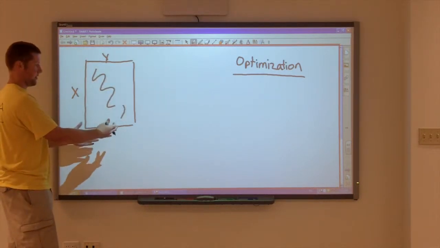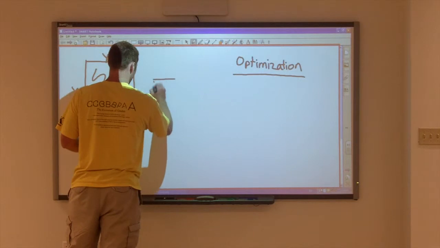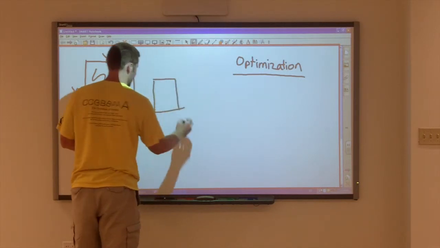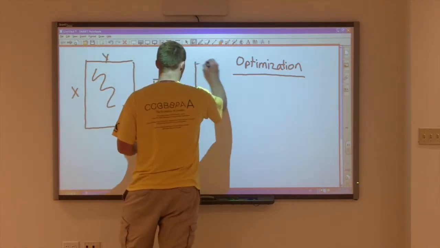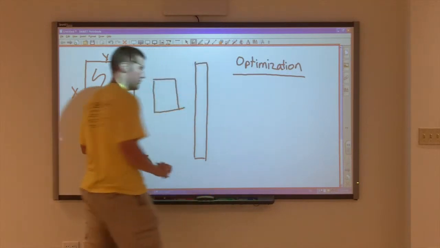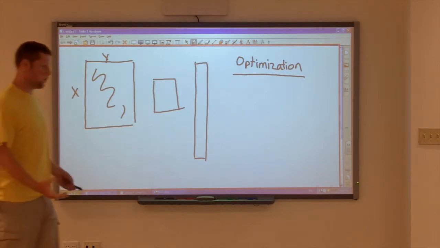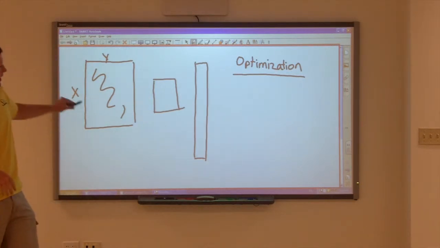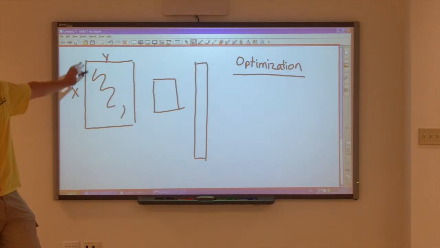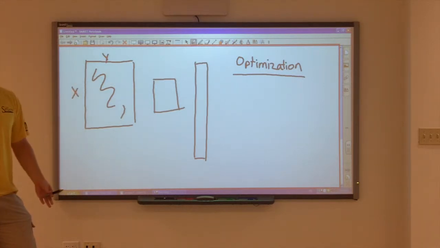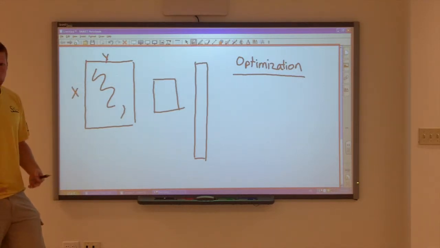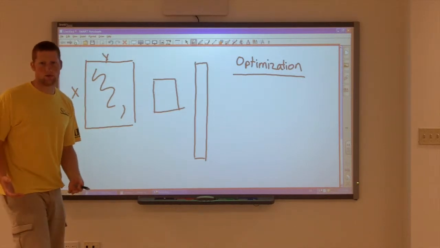Are we going to draw a rectangle like this? Maybe we'll draw a square. Maybe we'll draw a really long rectangle. We don't know, but we can find out. So how are we going to go about doing that? That's where optimization comes into play. So the goal is to write our area in terms of x or y, take the derivative of it to find the minimum or maximum of our area function. So let's look at how we do that mathematically.